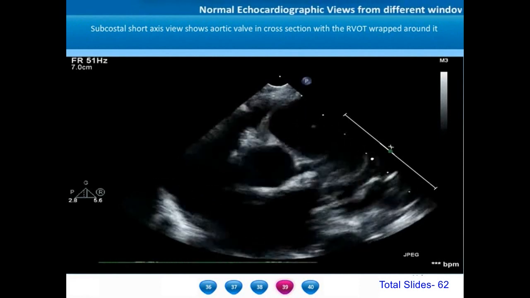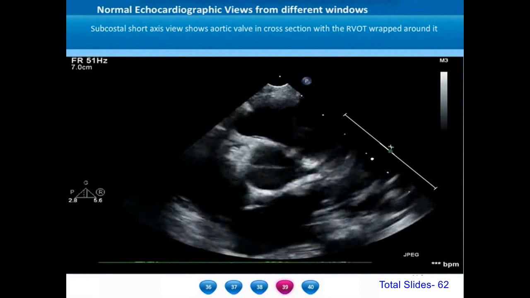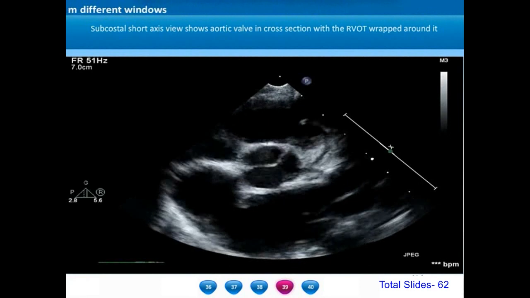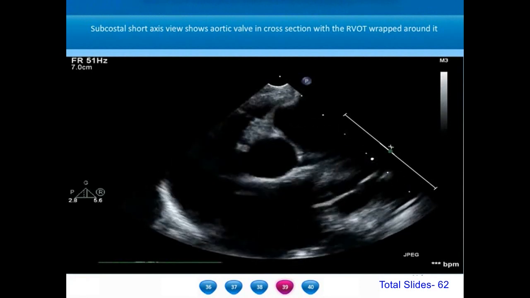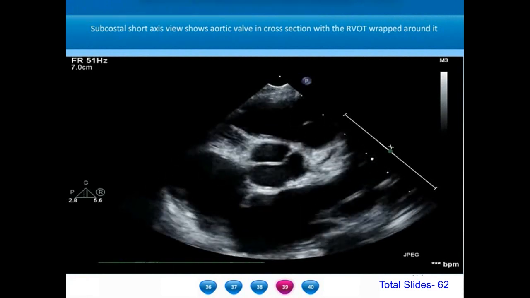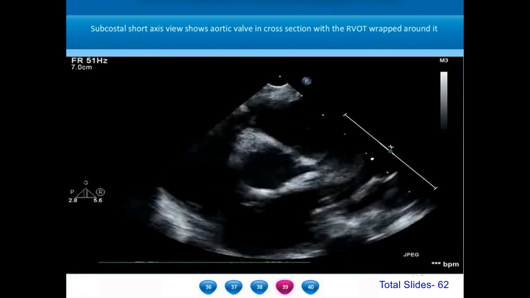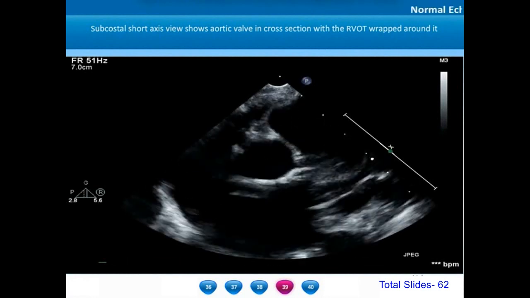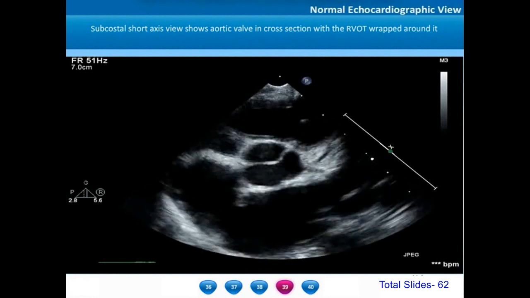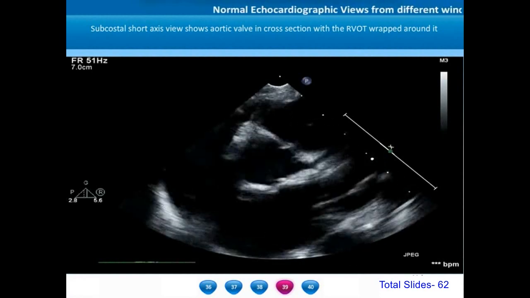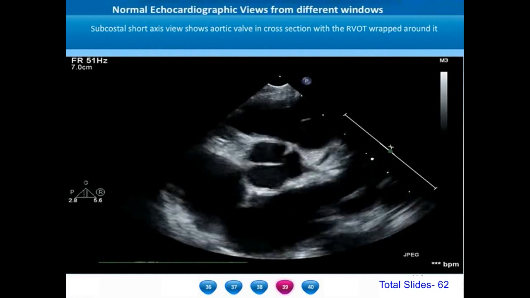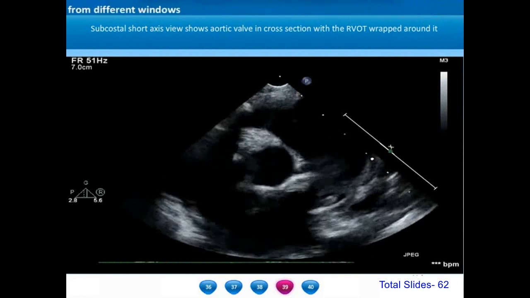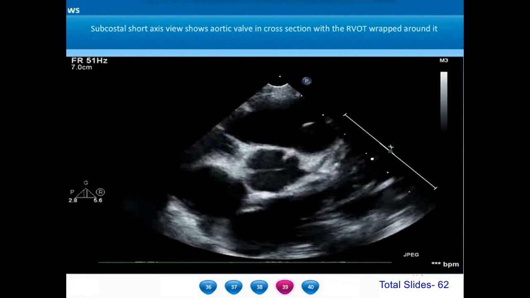In the parasternal short axis view, we keep the marker on the transducer towards the left shoulder of the patient. We can appreciate the tri-leaflet aortic valve and the left ventricular outflow tract in the center. Posterior to the aorta will be the left atrium and anterior to the aorta will be the right ventricular outflow tract or right ventricular infundibulum. We can notice the right ventricular outflow tract, the pulmonary valve and the main pulmonary artery wrapping around the left ventricular outflow tract.